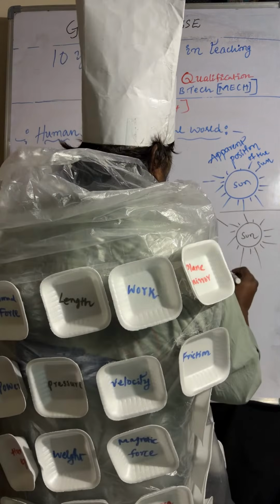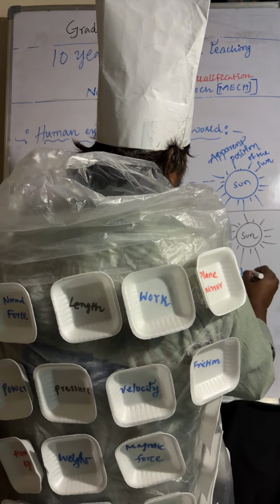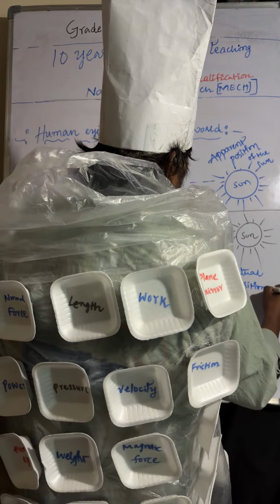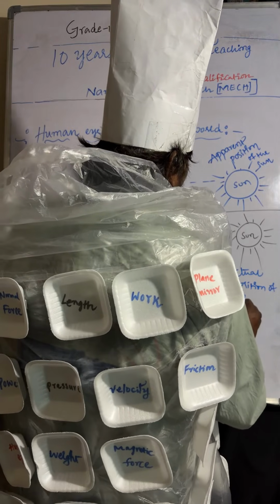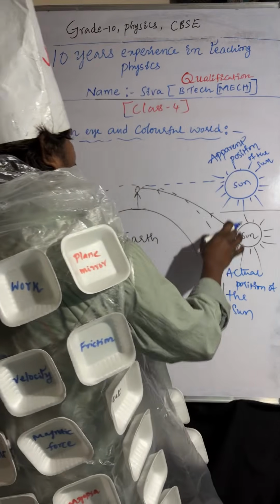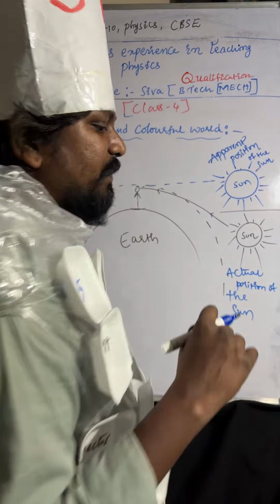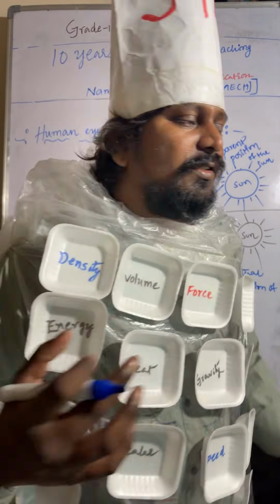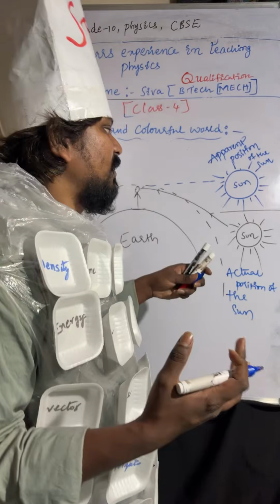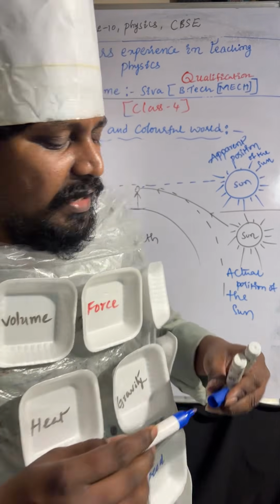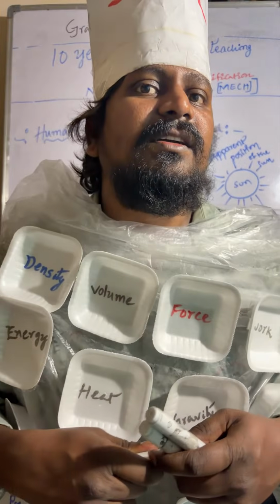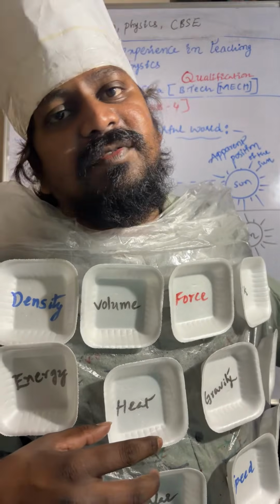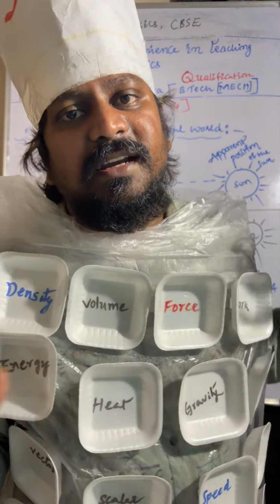And coming to here, actual position of the sun. Understood? So this is the actual position, this is the apparent position. Due to the atmosphere, refraction of light takes place. So related to position, it is atmospheric refraction. Related to colors, it is scattering of light. What is scattering of light? Re-emission of light in all directions with a different intensity.